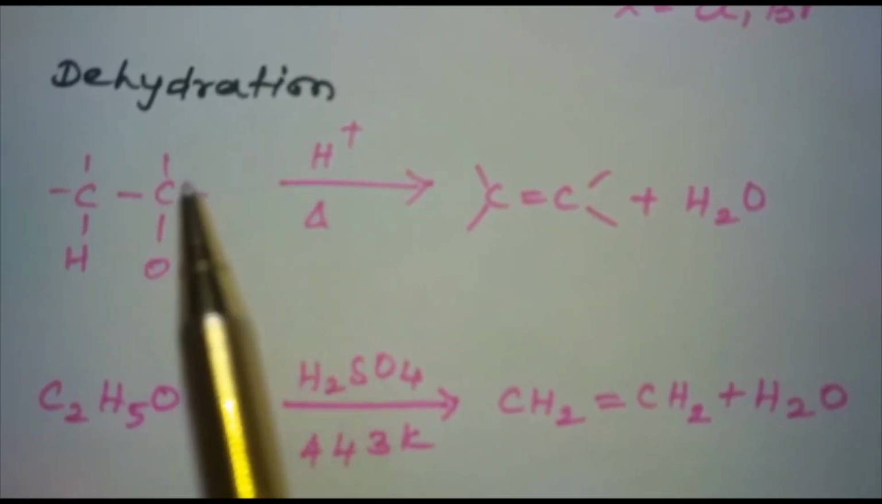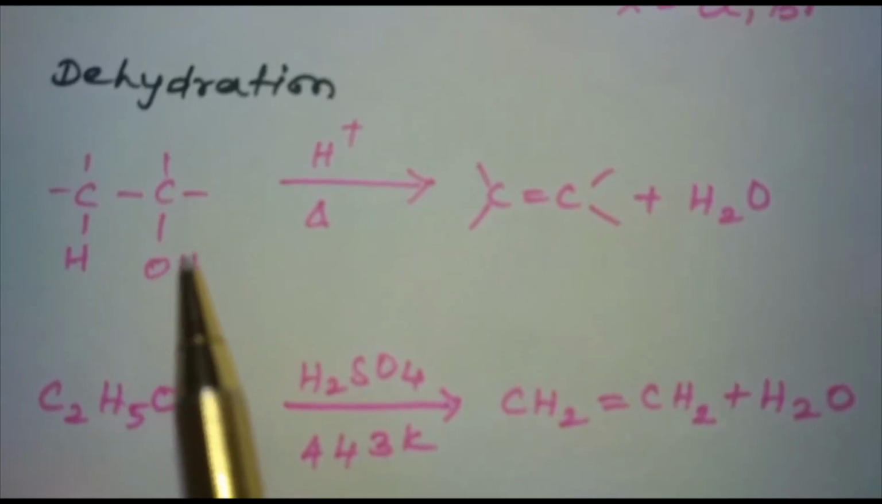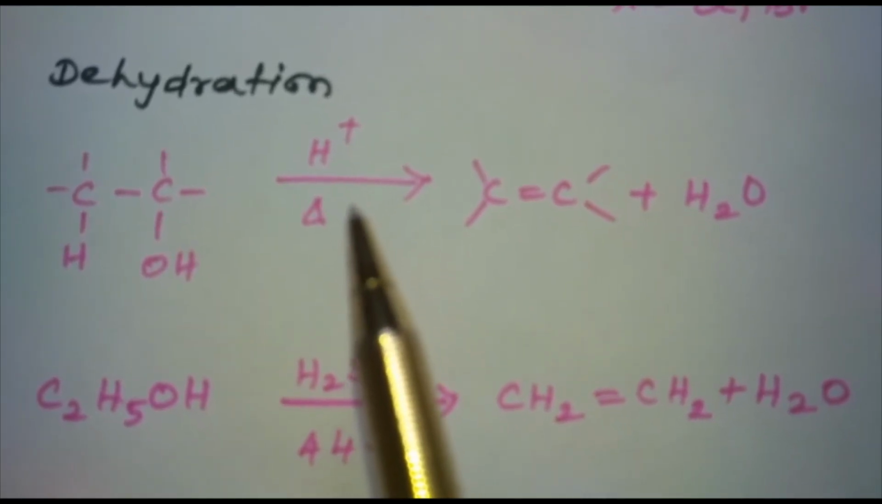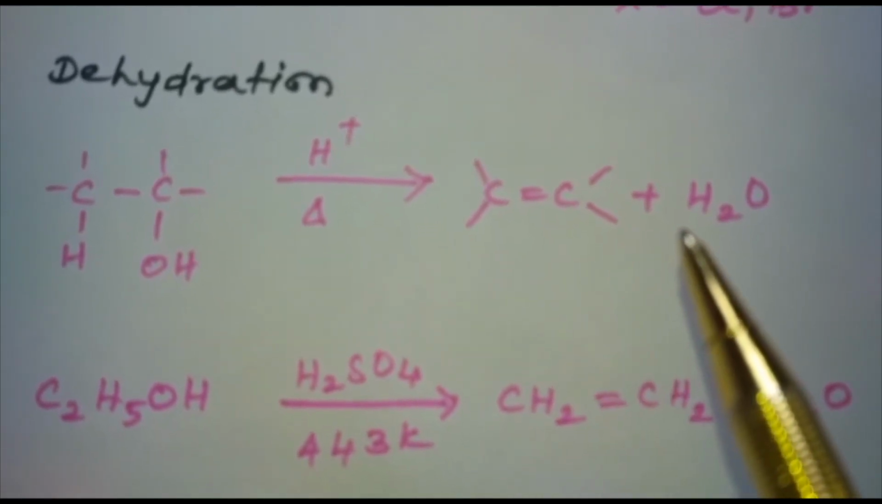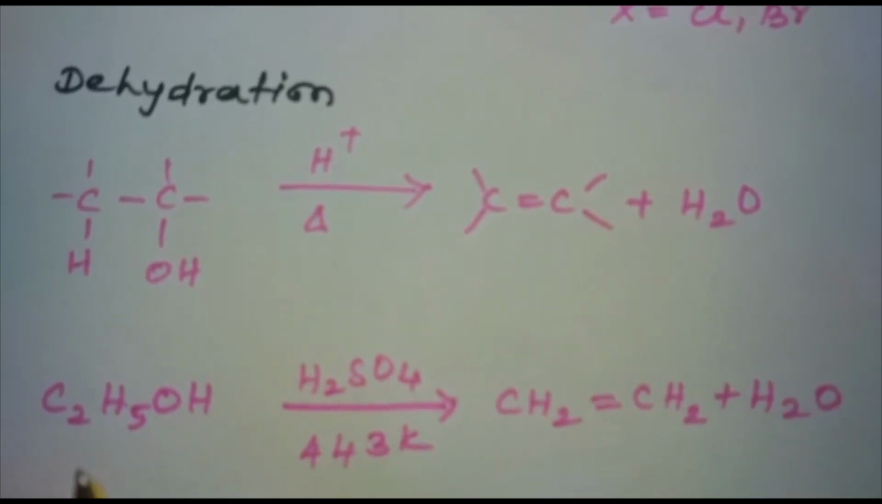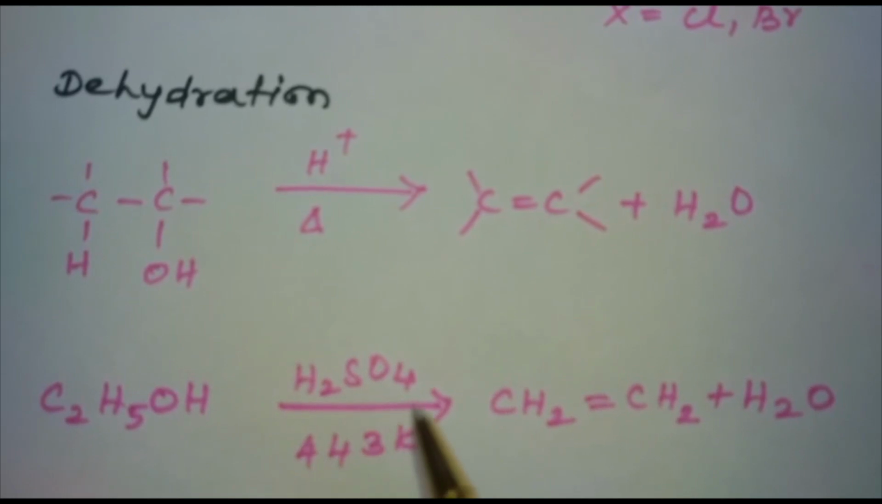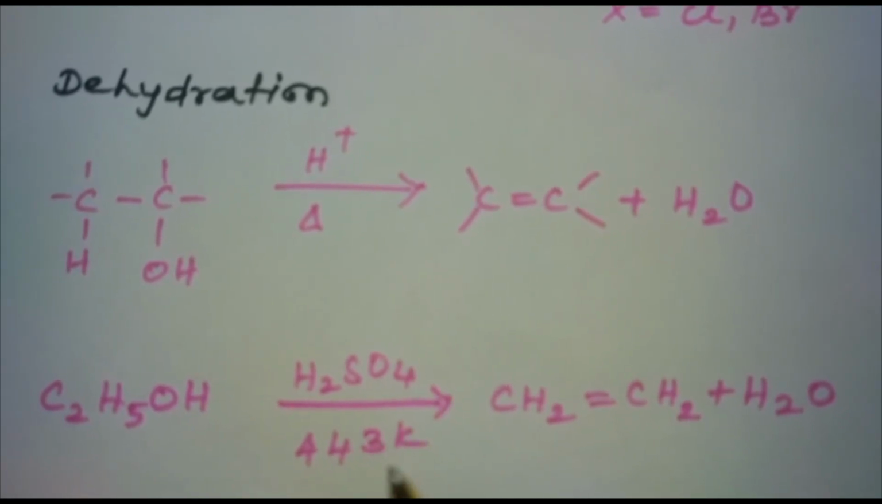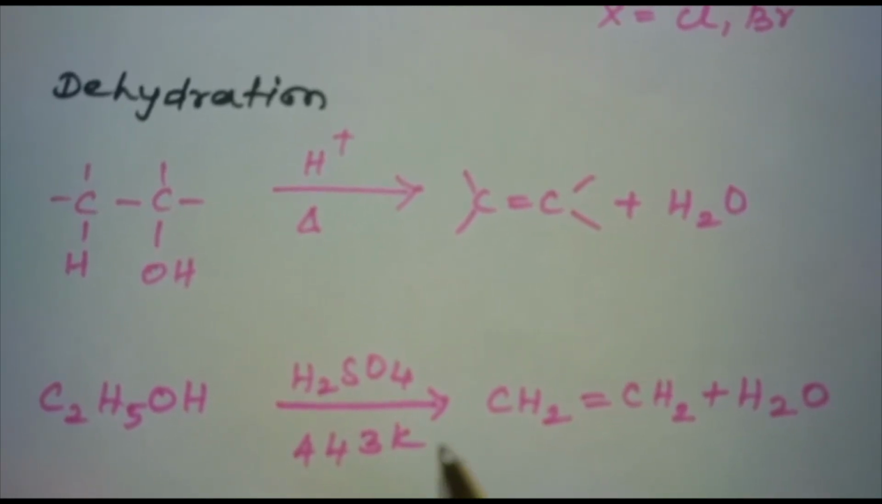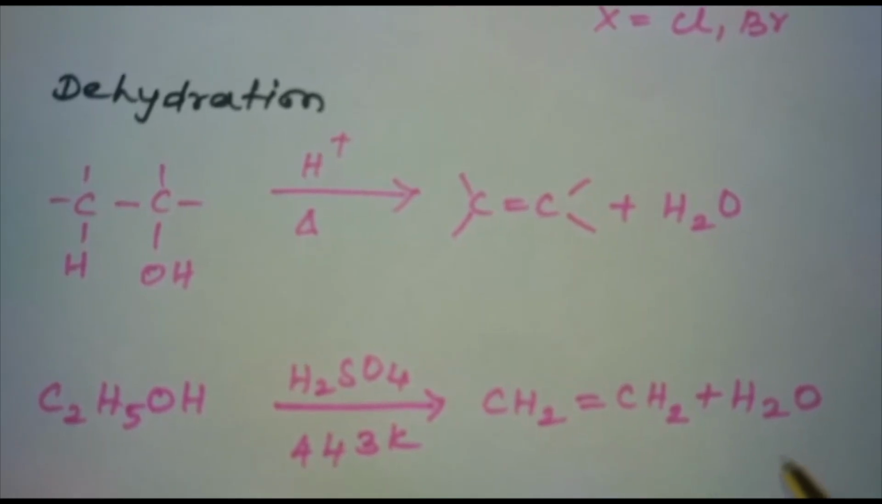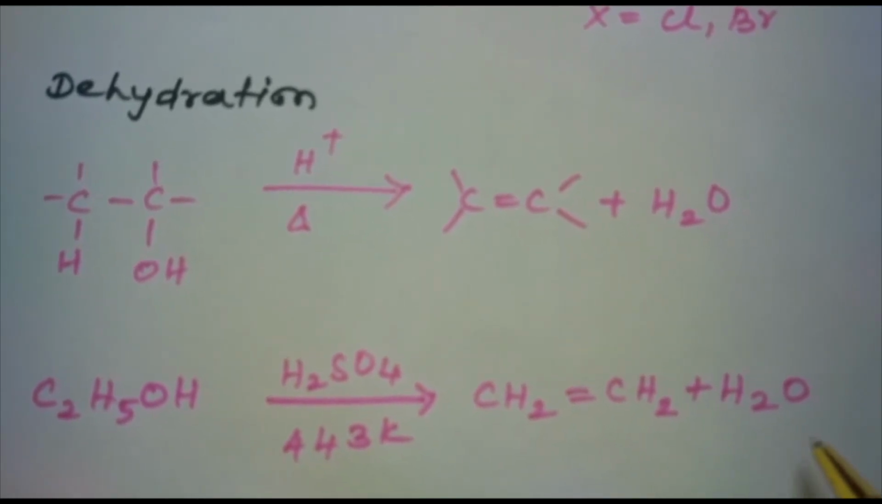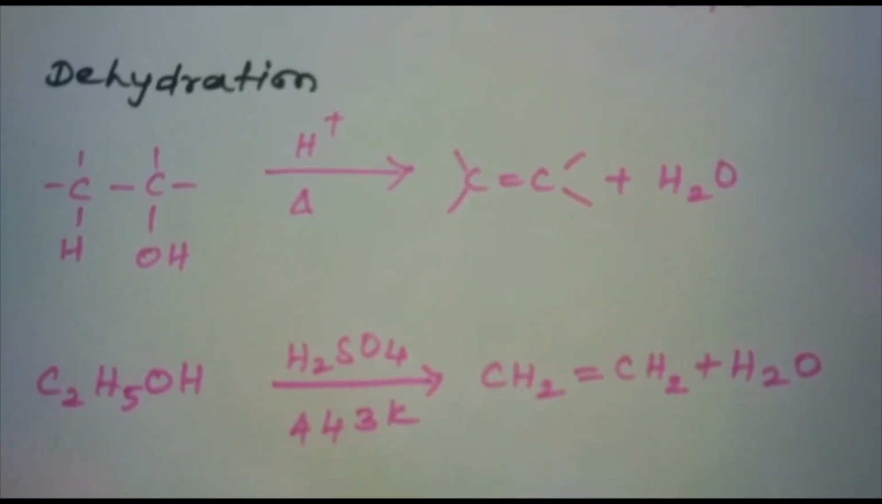So here, in the dehydration reaction, CH3CH2OH, that is ethyl alcohol or ethanol, in presence of concentrated H2SO4 at a temperature of 443 Kelvin, gives the alkene plus water. That is removal of water, that is, the dehydration reaction.